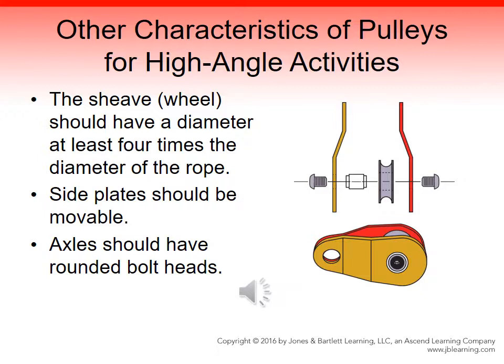The side plates generally are the weakest part of the pulley. Therefore, pulleys for higher tensile strength rope, larger than ½ inch, should have stronger side plates. Pound for pound, steel side plates are stronger than those made of aluminum. Axles should have rounded bolt heads that will not snag rope, other gear, or the rock.